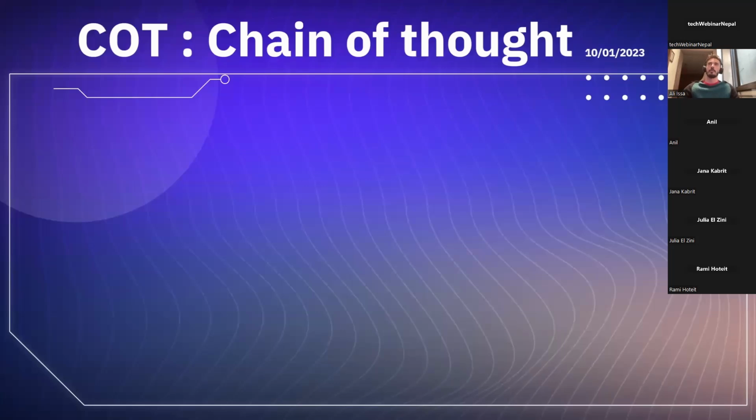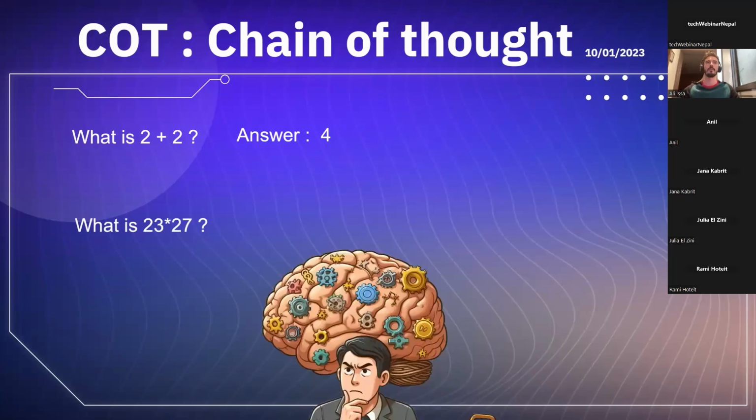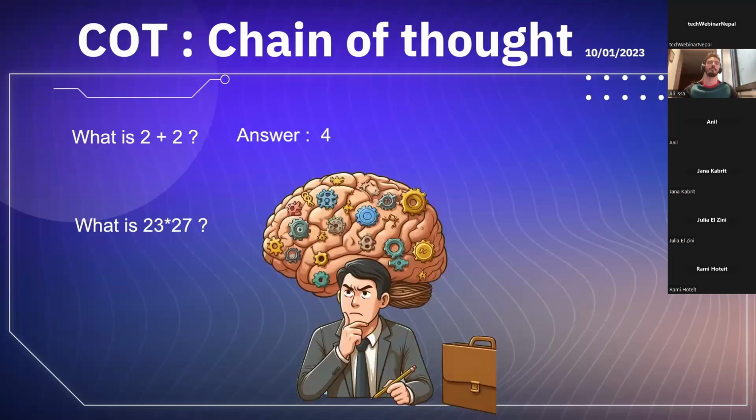Okay, now what about chain of thought? For example, if I ask you, what is 2 plus 2? You will directly give me the answer, which is 4. It's really simple and quick. But what if I ask you to multiply 23 by 27? It's not clear. You need to think how to solve this problem. For me, maybe I will try to multiply 23 by 20, then by 7, and combine the results. So I'm thinking in a sequential way, with several thoughts.